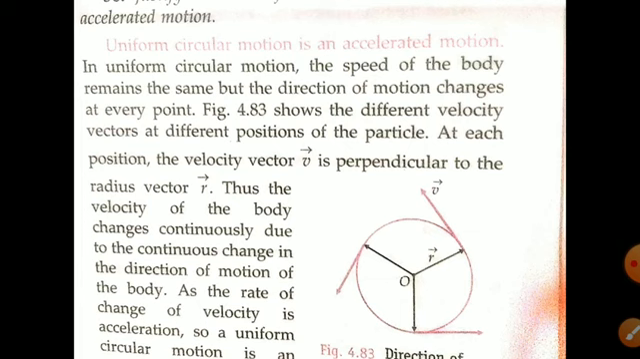Now, the next question arises here: how is uniform circular motion an accelerated motion? Dear students, accelerated motion is that motion in which the velocity of the object changes with respect to time. And here also the velocity is changing, meaning the direction is changing at every point of the circle, so velocity changes and hence it is counted as an accelerated motion.